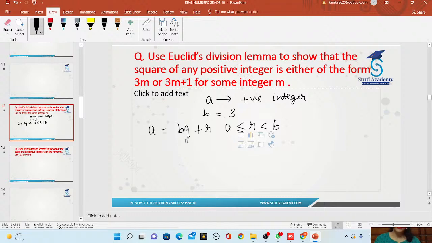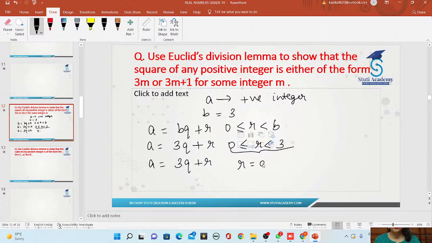So here we have taken b as 3. So we are going to get a is equal to 3q plus r, where 0 less than or equal to r less than 3. That is 3q plus r, and r is equal to 0, 1 and 2. So we can take any of the numbers here, 0, 1 and 2. Now we are going to take cases one by one. Please notice in the question it's given the square of any positive integer. We are not talking about a right now, we are talking about the square of a.